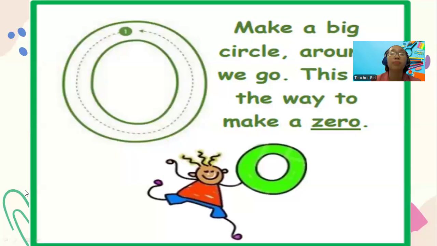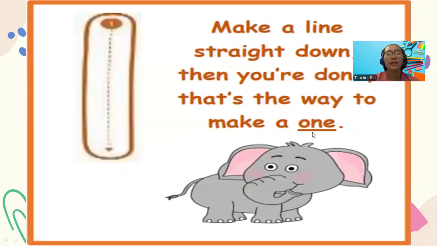If you're done making 0 and also spelling it out in your work, good job. But if you're not yet done, pause the video. Check the word. Are they the same as the letters on the screen to make the word 0? Then if you're done, let's move to the next one. Let's see, we have our number 1.